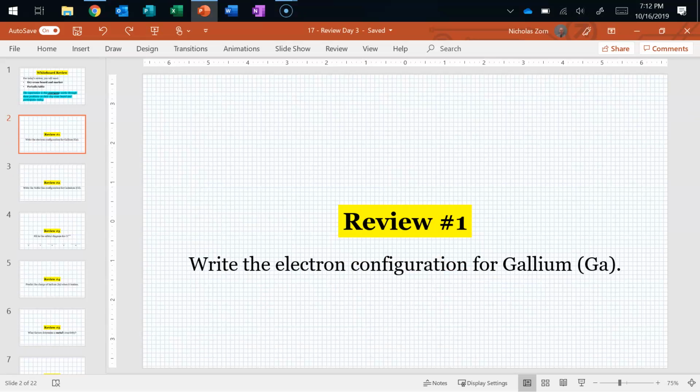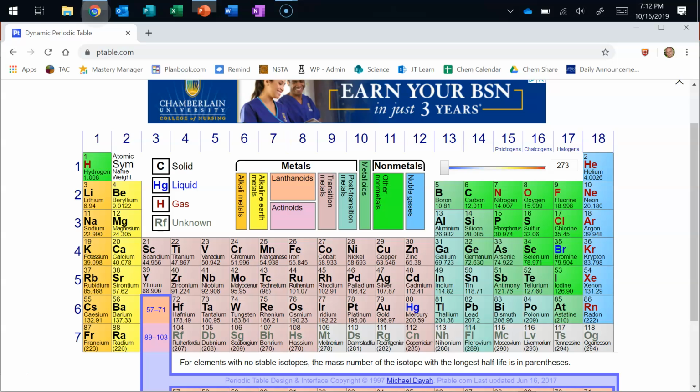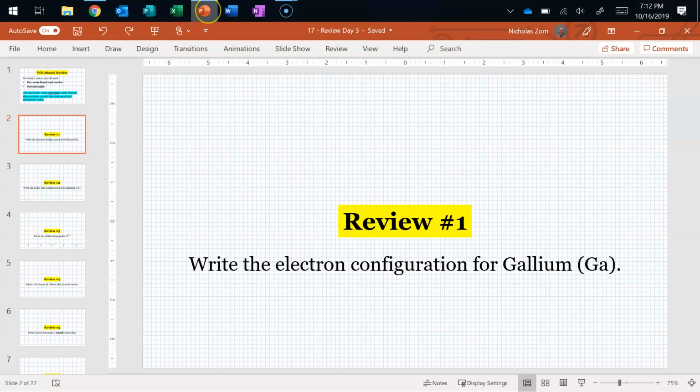So let's go ahead and look at this on the periodic table. Gallium on the periodic table is number 31. So it's number 31 on the periodic table. So gallium, we're going to start by filling in, so again, if it's number 31, we assume it has 31 electrons. So let's start by filling in our configuration.